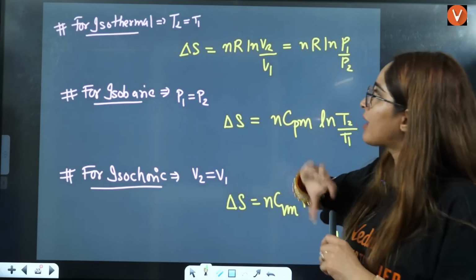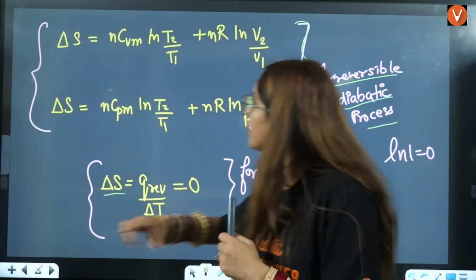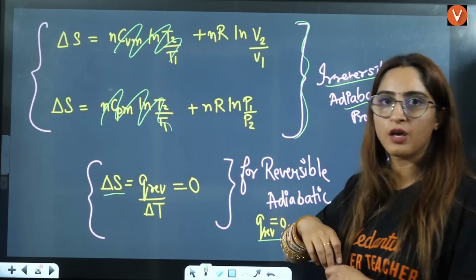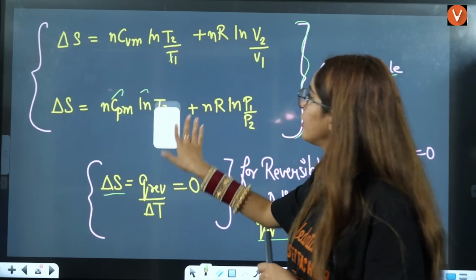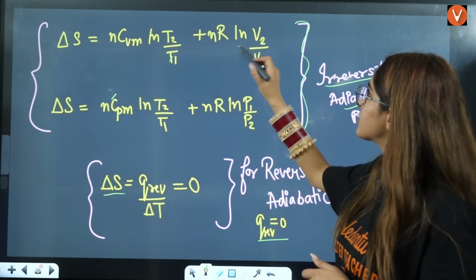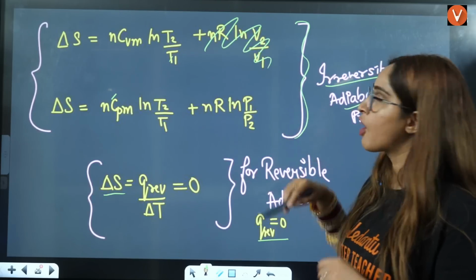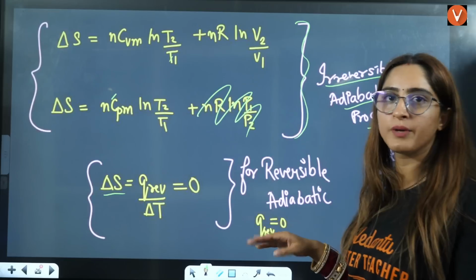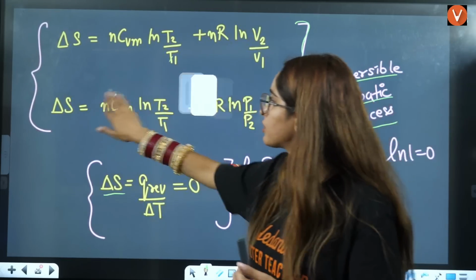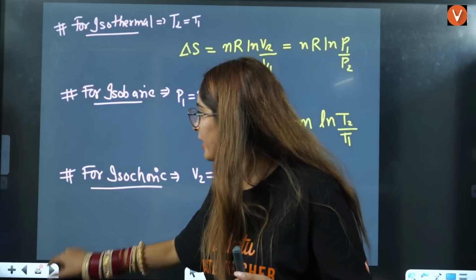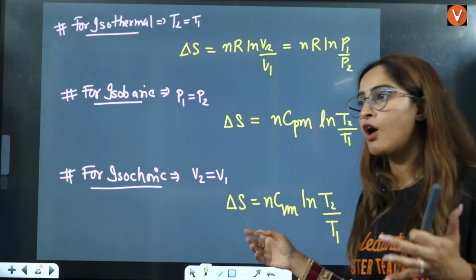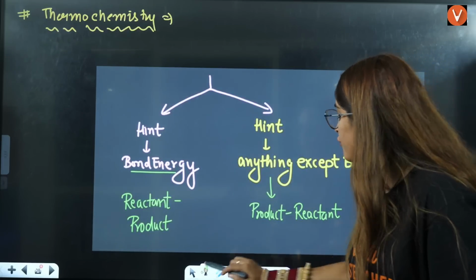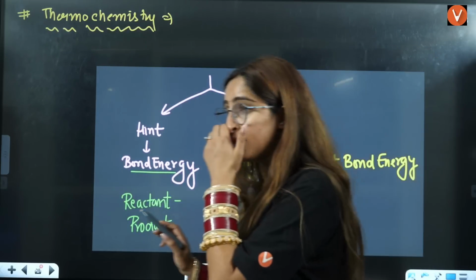So remember this thing: for isothermal, use any of the formulas, erase this and erase this. For isochoric, choric means volume, use this formula and erase this. For isobaric, use this formula and erase this. That's it, because P1 is equal to P2 in isobaric, so this will be 0, right? So according to that, you will have your answers for different processes. Is that clear?